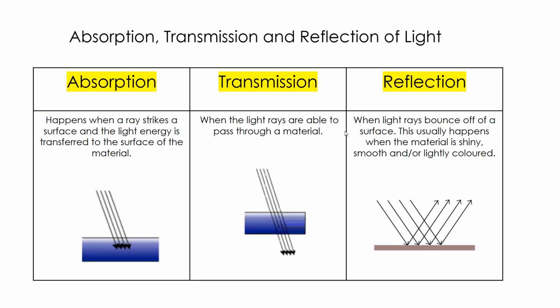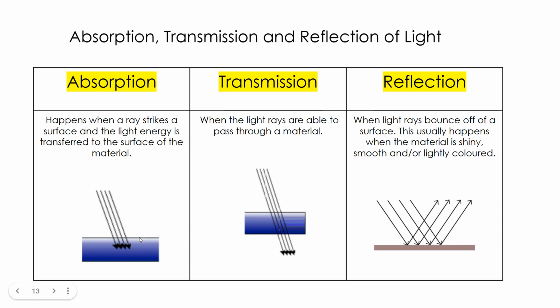Absorption, transmission, and the reflection of light. There are three different types of interactions we can have with light. Light can be absorbed, and when light is absorbed, it means that the light rays strike a surface, and the light energy is transferred to the surface of the material. This transfer of light energy is typically thermal energy.